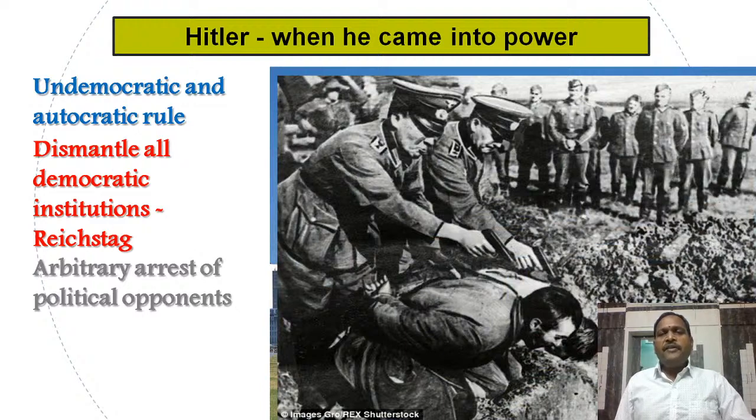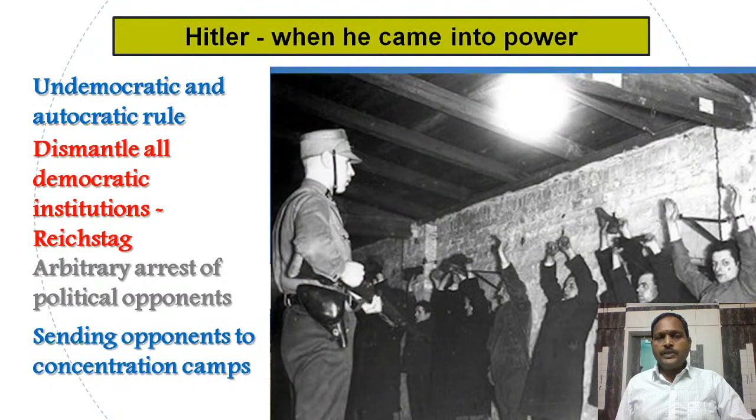Next one, arbitrary arrest of political opponents. If anyone opposed his rule or his decisions, they would be punished like this. He would arrest them and have them shot. In this way, he ruled in an autocratic way in Germany. If any opponent was sent to the concentration camps, they would not see the sun again.